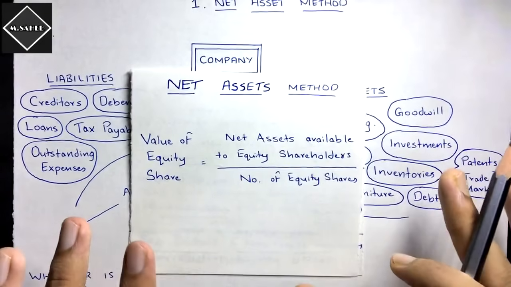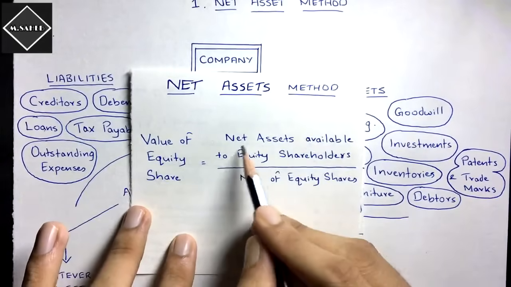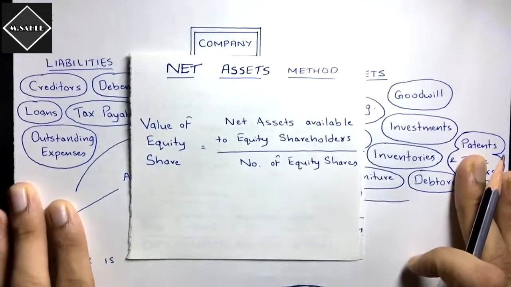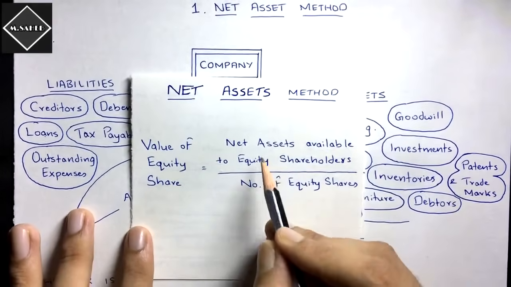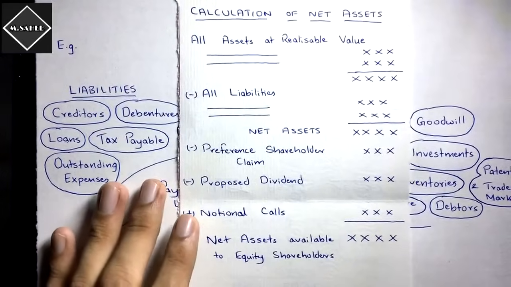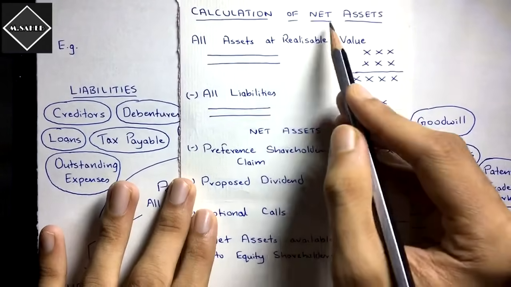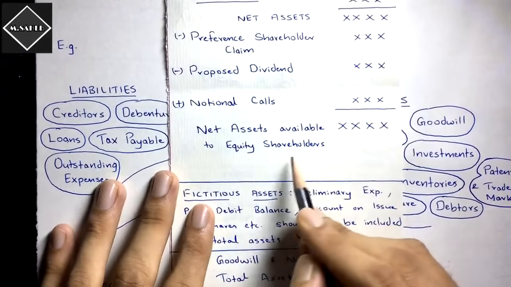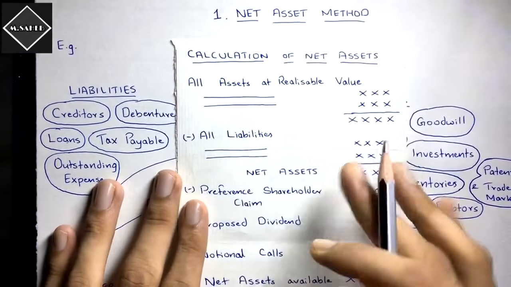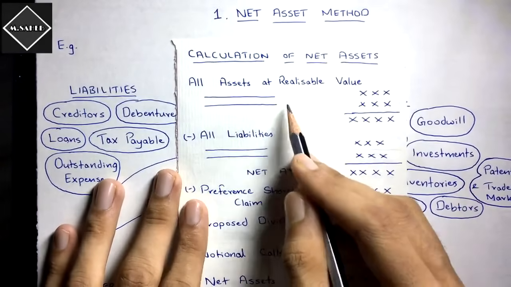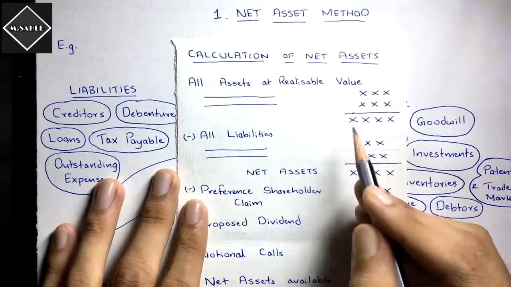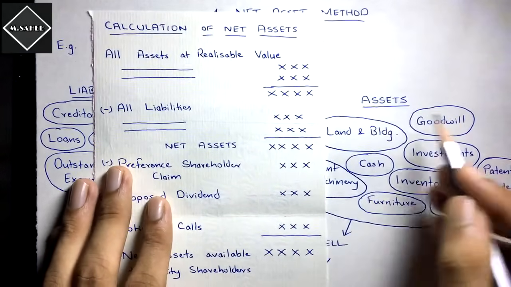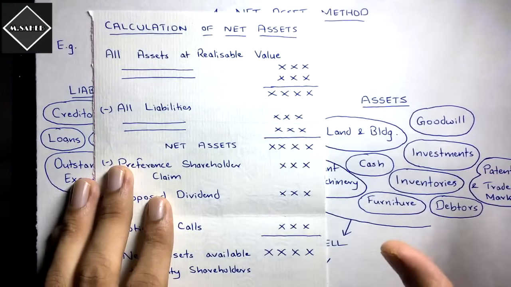So now the main thing in this method is the calculation of net assets. We have seen the calculation of net assets, but let's see the proper format. Now let's see the proper format to calculate the net assets available to equity shareholders. First, you need to take all the assets at realizable value. You need to take all the assets, even goodwill, non-trading investments, patents and trademarks, everything, even intangible assets also. Everything you have to take.